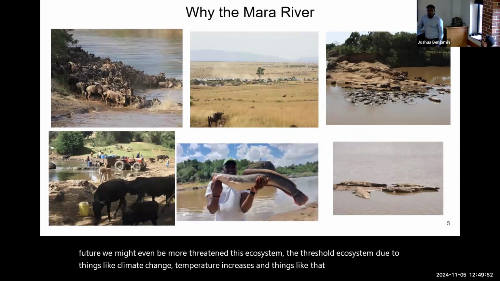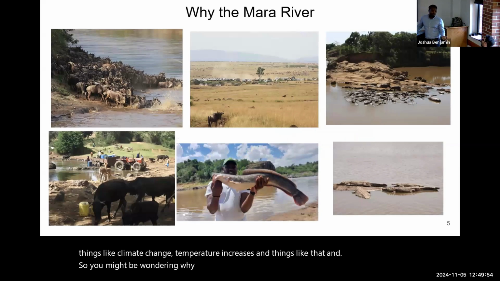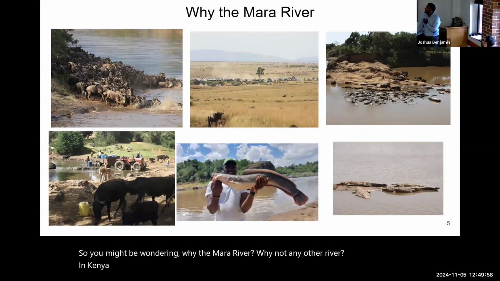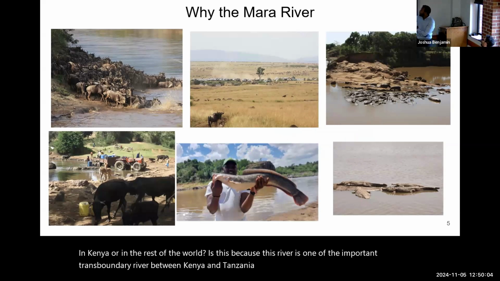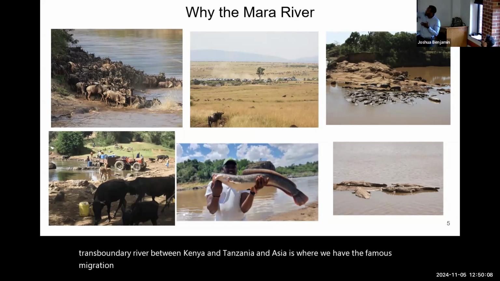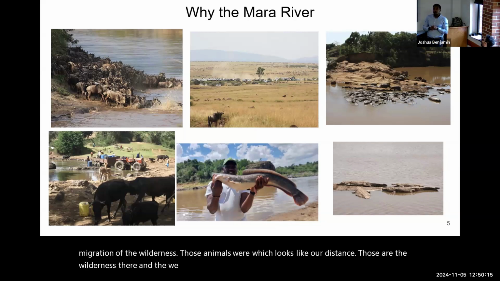So you might be wondering, why the Mara River? Why not any other river in Kenya or in the rest of the world? It is because this river is one of the important transboundary rivers between Kenya and Tanzania, and this is where we have the famous migration of the wildebeest. Those animals that look like bison are the wildebeest, and every year they migrate from the Tanzanian side all the way to the Kenyan side.